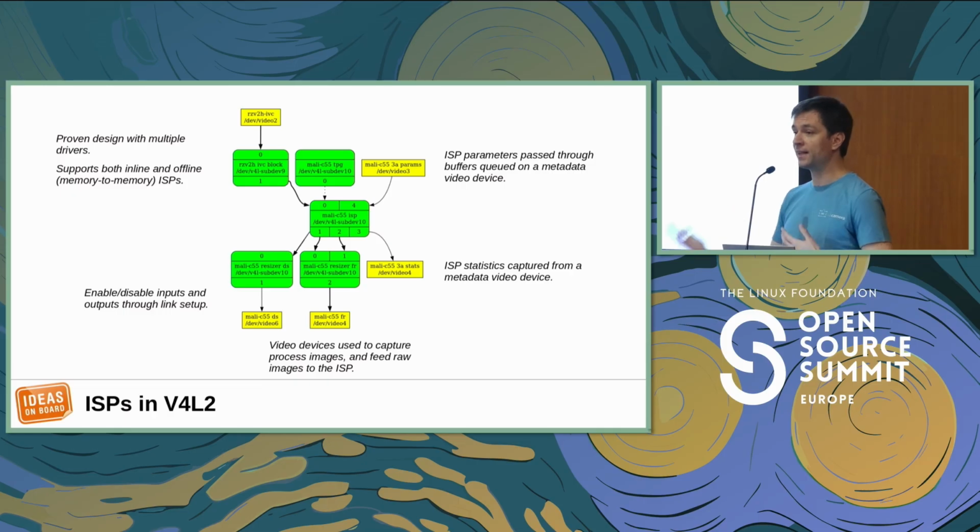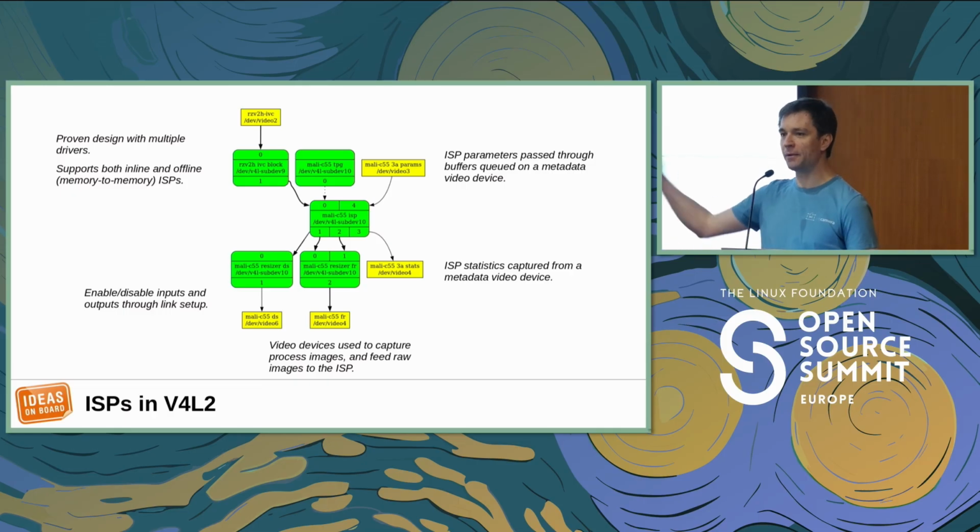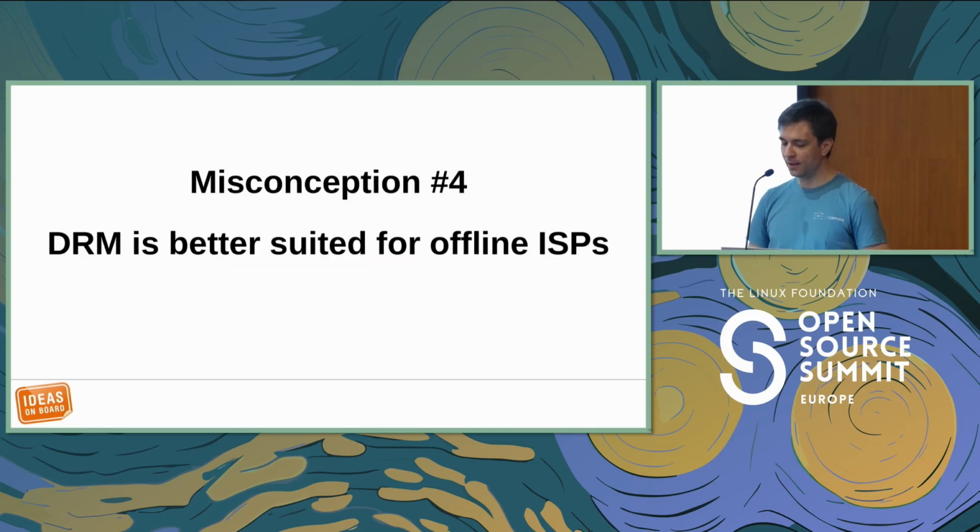This supports both inline and offline ISPs. What we call inline ISPs are ISPs that are connected directly to your CSI receiver and the camera sensor. There's no memory buffer in between. Offline ISPs are memory to memory, so you first capture the raw frames to memory, and then you have to process them in a memory to memory fashion.